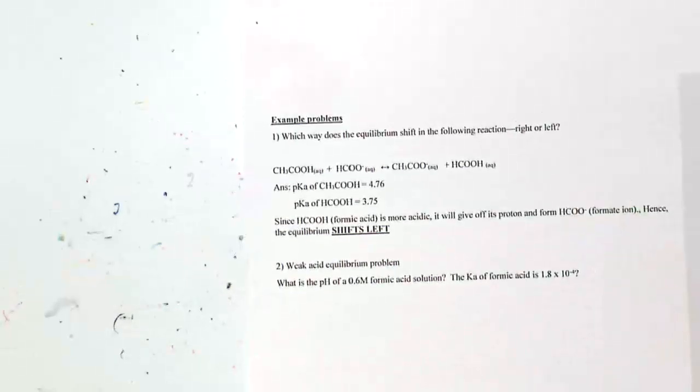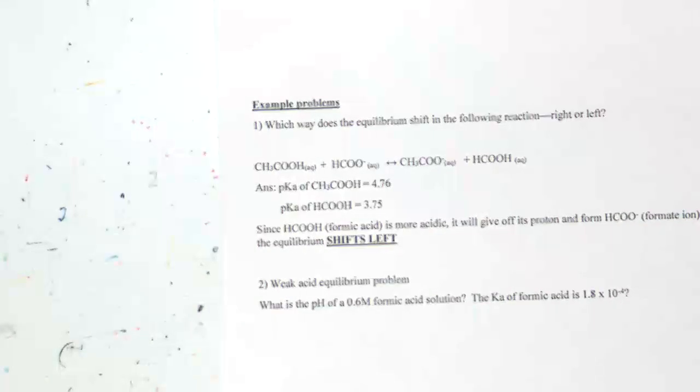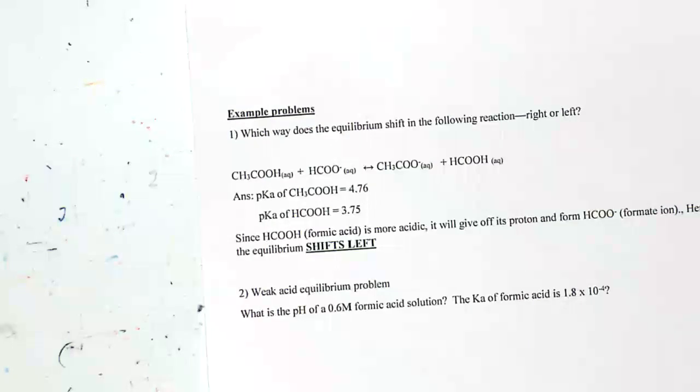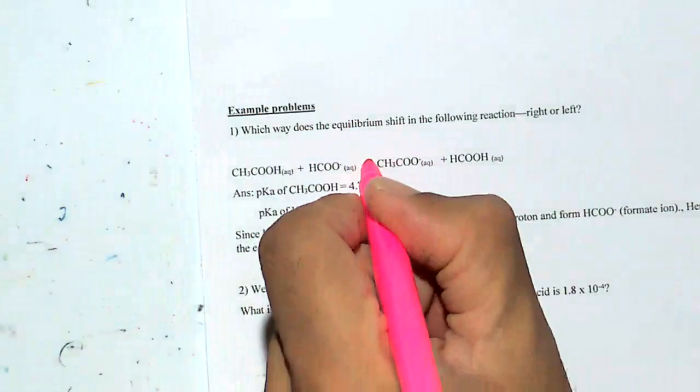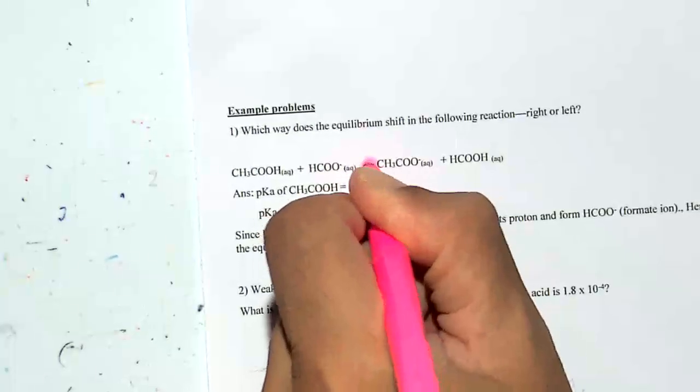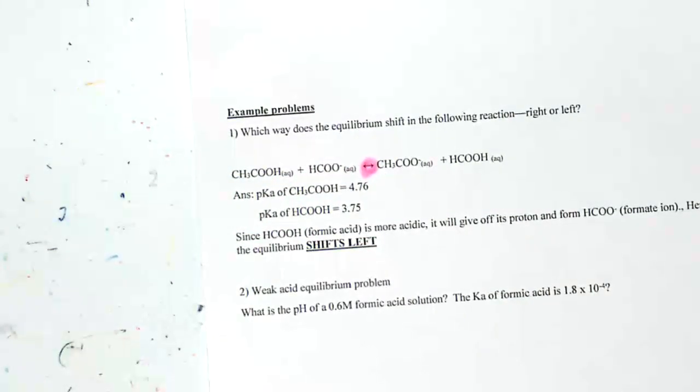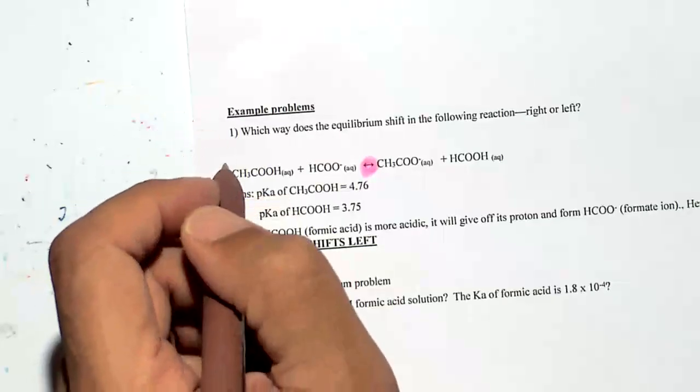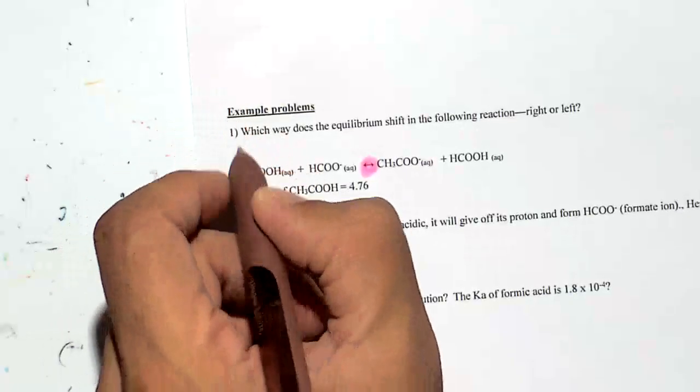Which way does the equilibrium shift in the following reaction, right or left? Okay, how do we know this is an equilibrium reaction? We see our arrow, it goes back and forth. But which way does this equilibrium sway? Does it sway more towards the left, the reactants, or more towards the right, the products? So let's just give some identities here.